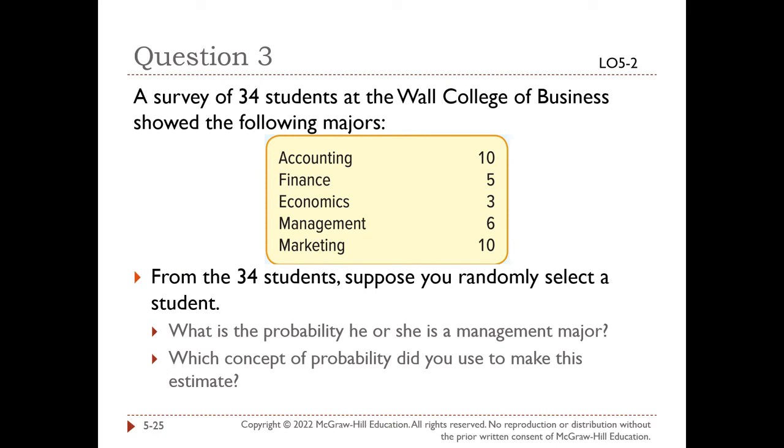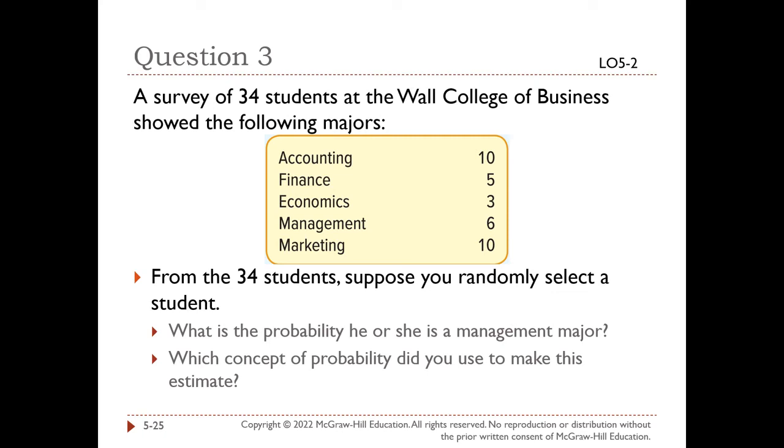From the 34 students, suppose you randomly select a student. What is the probability he or she is a management major? What concept of probability did you use to make this estimate? Now remember, with all these practice problems, try and do them yourself before I explain how to do them. Try and pause. Hopefully, again, like that one chapter that threw in a question that wasn't even anything we talked about, it's not there.